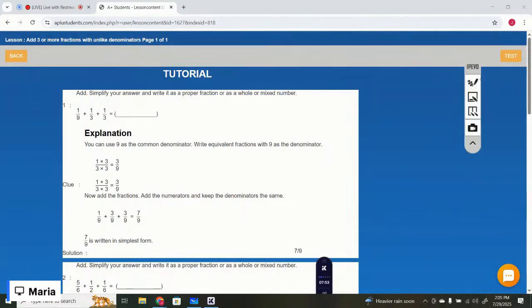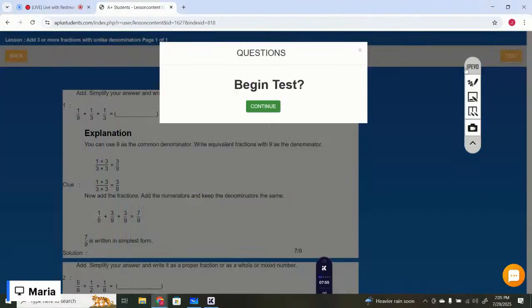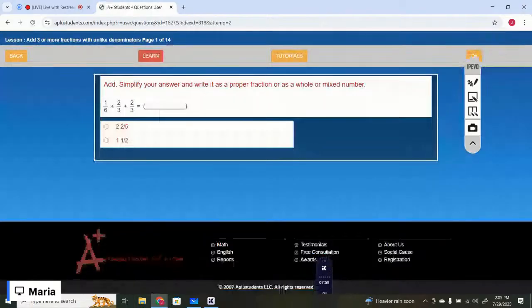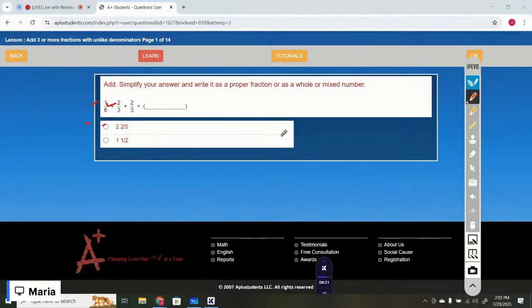Let's just start with the test questions. Add 1 by 6 plus 2 by 3 plus 2 by 3. So we need to make the smaller denominators equal to 6, right? So 3 times 2 is 6. That means we need to multiply these two fractions by 2.